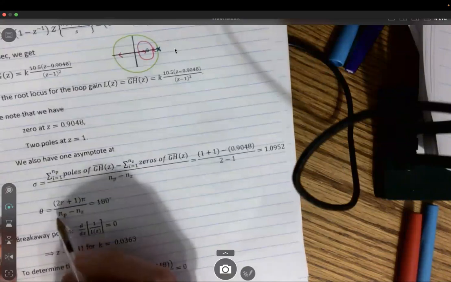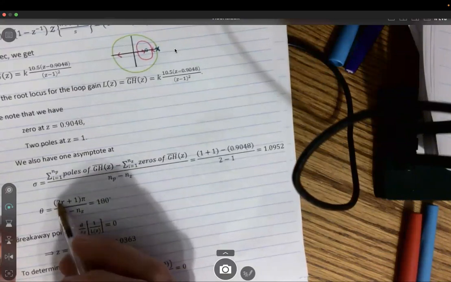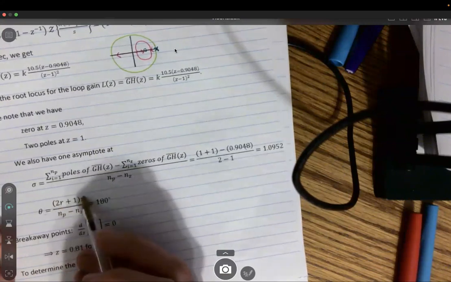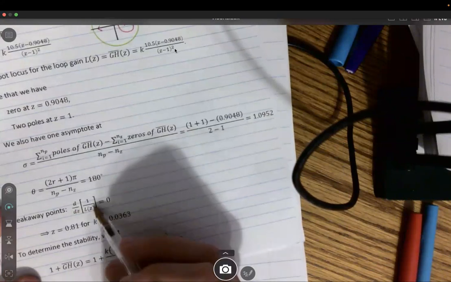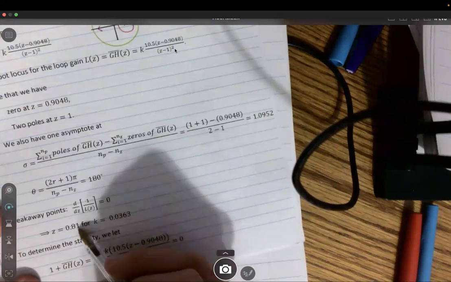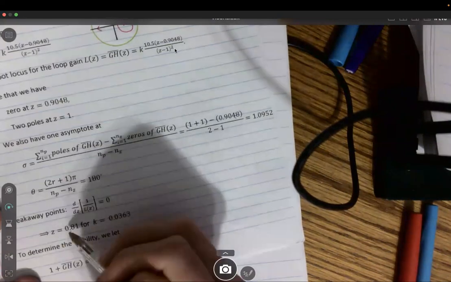And for the angle, your poles minus your zeros, you're only going to have 2 minus 1 here. And plugging in r equal to 0, you're going to get pi over 1, which is 180. Then you're going to get 3 pi by repeating. He took the derivative with respect to 1 over L(z). You plug this into MATLAB and you find the value of the breakaway point.